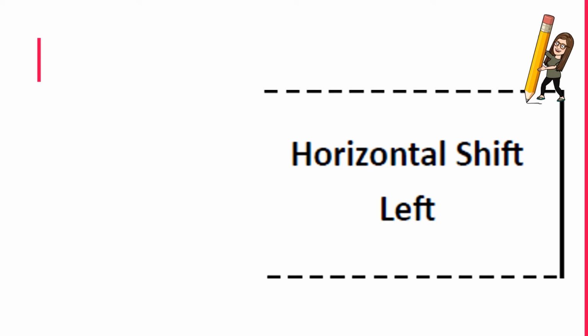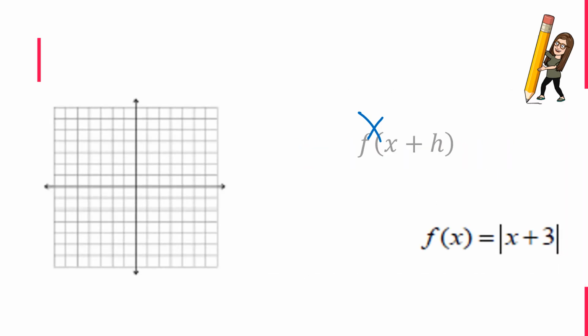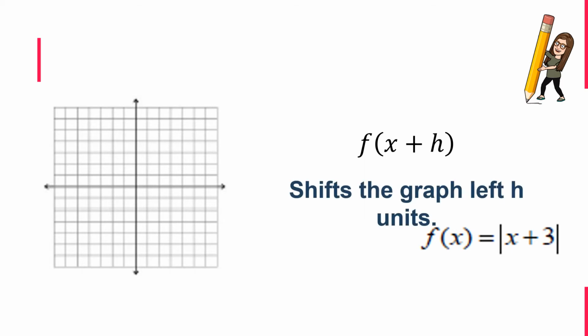Therefore, the opposite has to be true. If it says horizontal shift left, then it's exactly what you think. Inside the function, or with the x, see how they're next to each other? The numbers with the x. If it says plus h, that means left h units. A plus means left however many. So if I have my parent function that looks like this, and I'm saying plus 3, that means left 3, left 3, left 3, left 3, left 3.